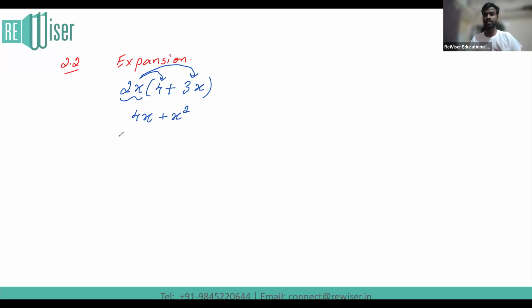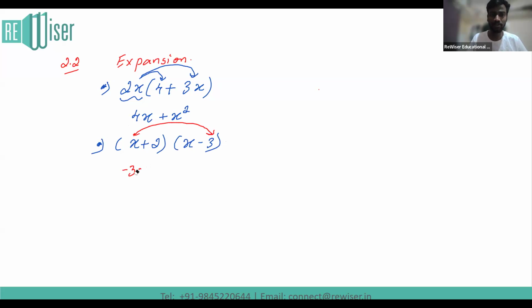This is the basic stuff. The next type of expansion is whenever you have 2 linear expressions in 2 different parentheses. Suppose you have something like (x plus 2) times (x minus 3). Here you have to do it like FOIL. That means, first of all, you multiply the outermost terms in the parentheses, x times minus 3, which is minus 3x.